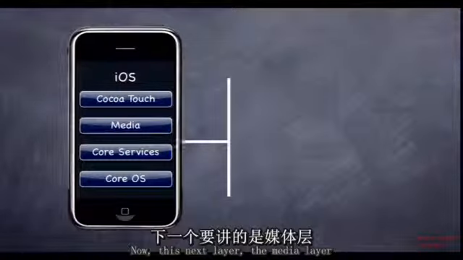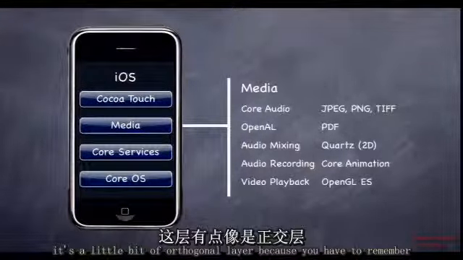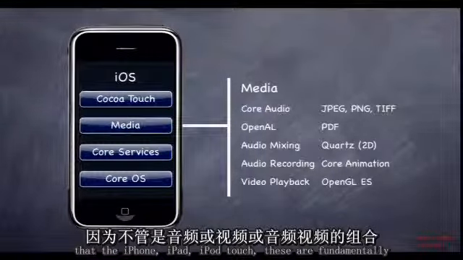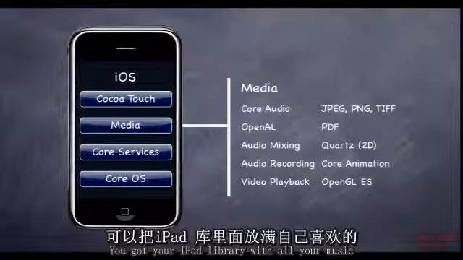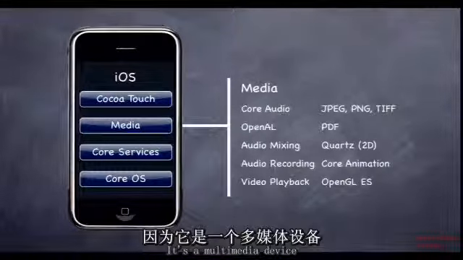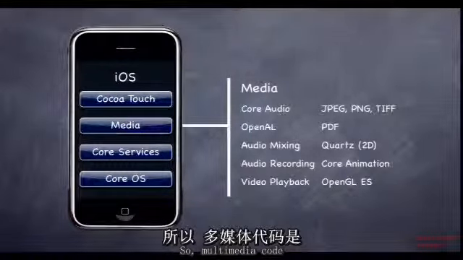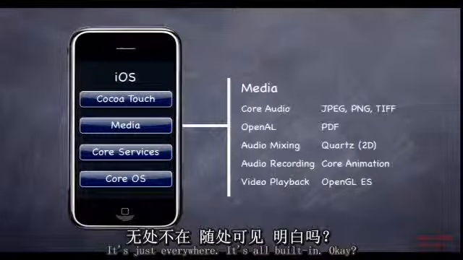Now this next layer, the media layer, is kind of the next layer up away from the hardware. However, it's a little bit of an orthogonal layer, because you have to remember that the iPhone, the iPad, the iPod Touch, these are fundamentally multimedia devices. Whether it's audio or video or a combination, you've got FaceTime going, you've got your iPod library with all your music for the last 20 years in there, it's a multimedia device. So multimedia code runs throughout iOS. It's just everywhere. It's all built in, okay?